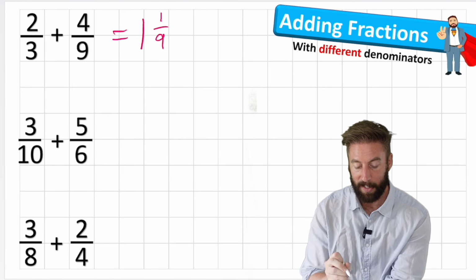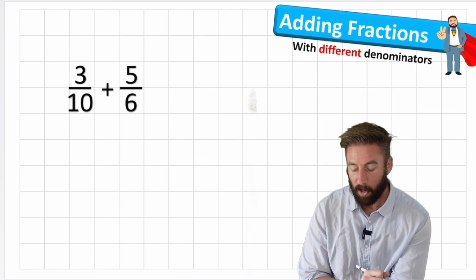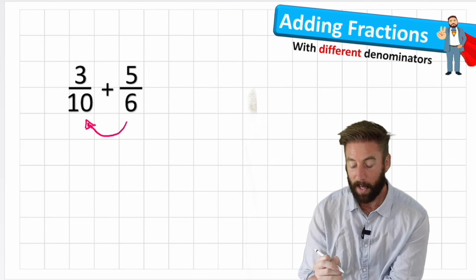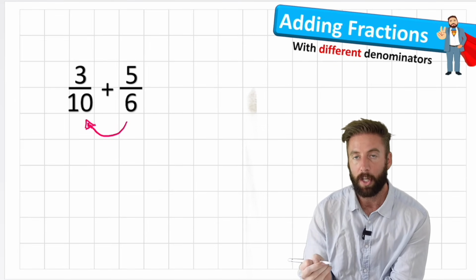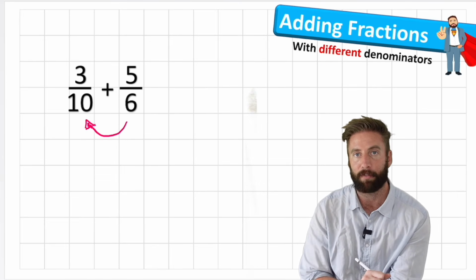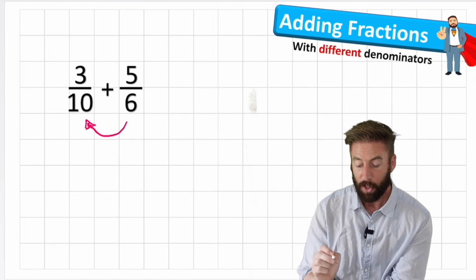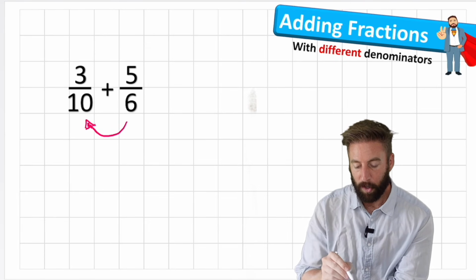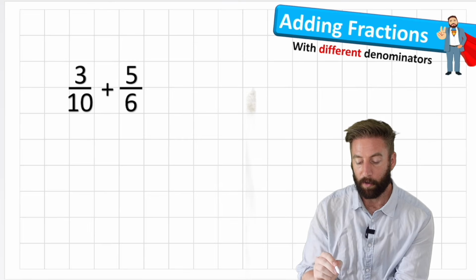3/10 add 5/6. Now this question's a little harder because we can't see a direct relationship between our two denominators. 10 is not in the 6 times table and 6 is not in the 10 times table. So we need another method now to help us find an equivalent fraction. So I'm going to teach you a little trick, and if you saw my equivalent fraction video you'll already know this trick, which is great, but if not, then here it is for you.